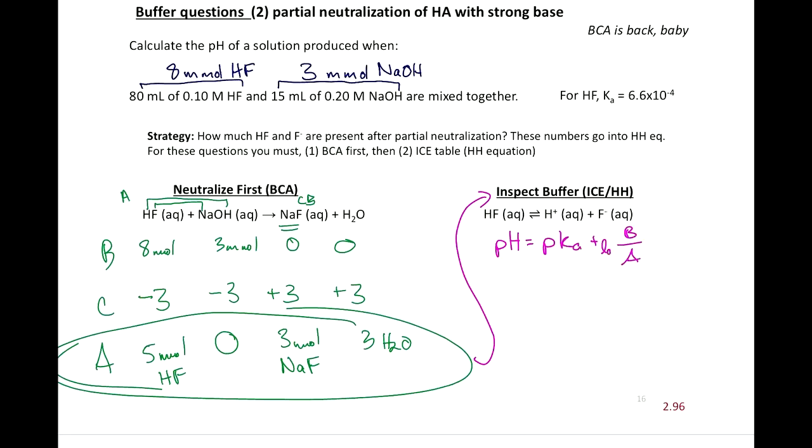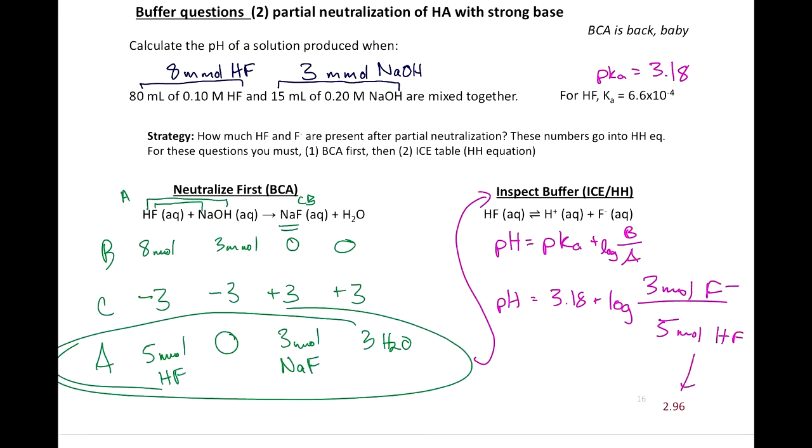pH equals pKa plus log base over acid, right? Remember, the Henderson-Hasselbalch equation is the ICE table with all of the approximations already made. All right, so pH, pKa, what was pKa for HF? I think it was 3.18. We got that before. So pH equals 3.18 plus log, what number goes up top? 3. 3 millimoles of F minus is present in this mixture, and only 5 millimoles of HF, and then that is our pH.